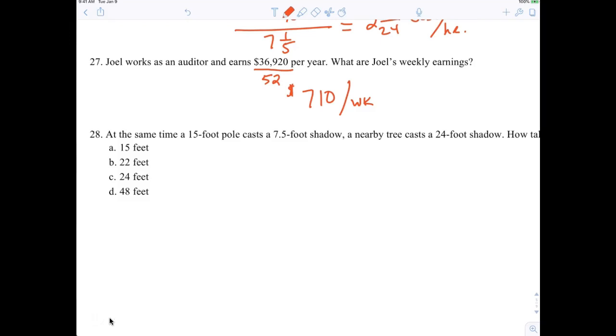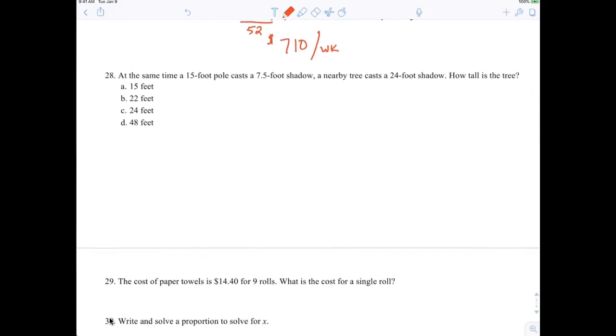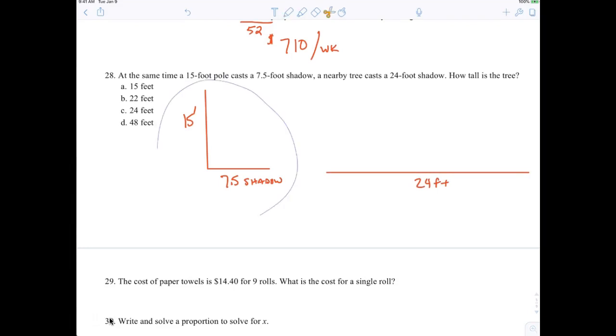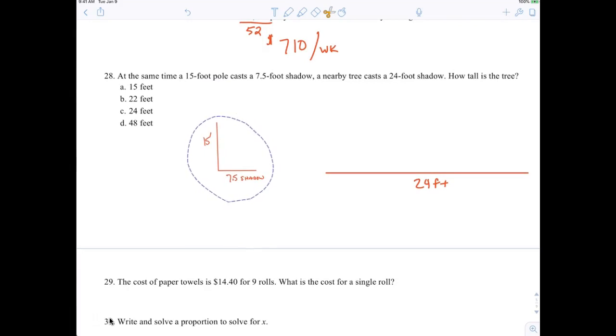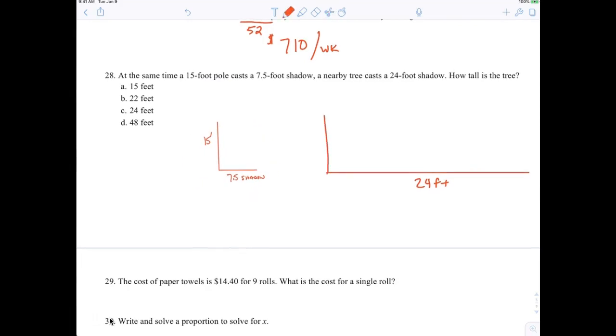Anybody have any issues with that? All right, now let's look here. At the same time, a 15-foot pole casts a 7.5-foot shadow. So here we go. I'm going to draw a pole, and then I'm going to create a shadow. Here's my 15-foot pole. Here's my 7.5 shadow. And the nearby tree casts a 24-foot shadow. So if this is 24 feet, then how big would my tree have to be?